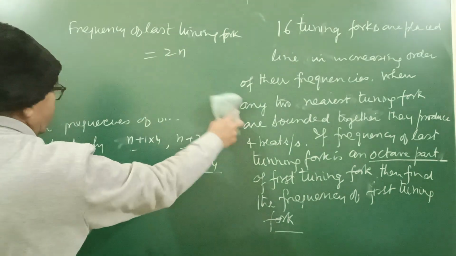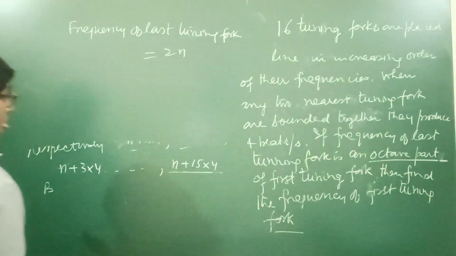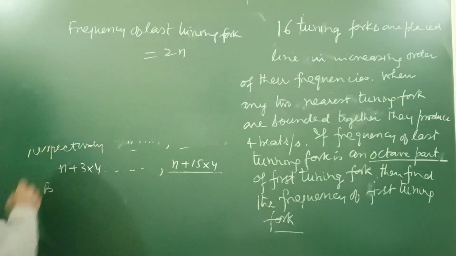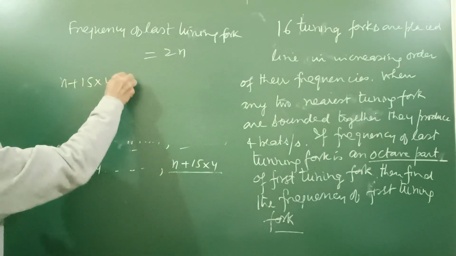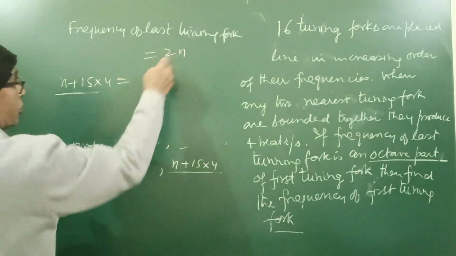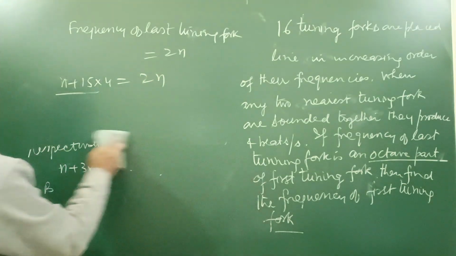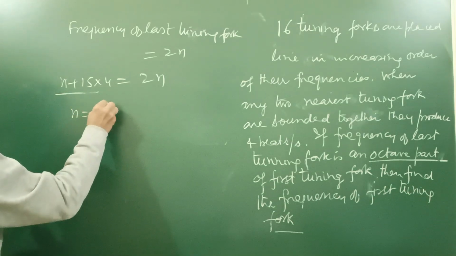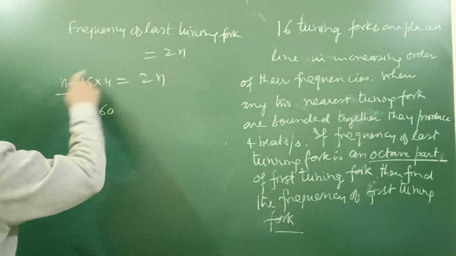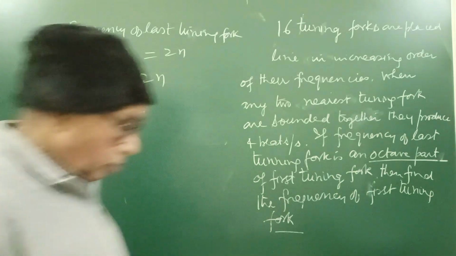So we can write here twice n. So n plus 15 into 4. This is the last, equal to first twice, 2n. Twice of first. And from this you get n equal to 60 hertz. Simple question.